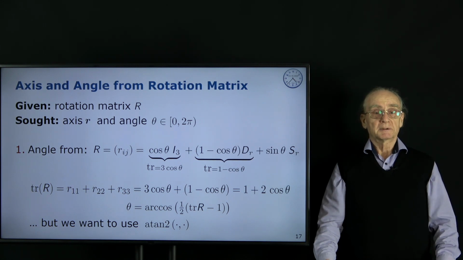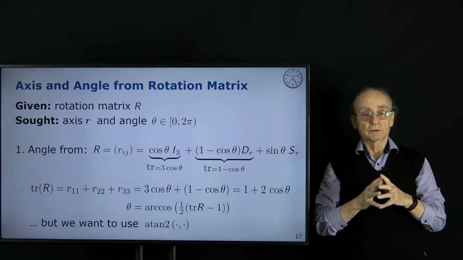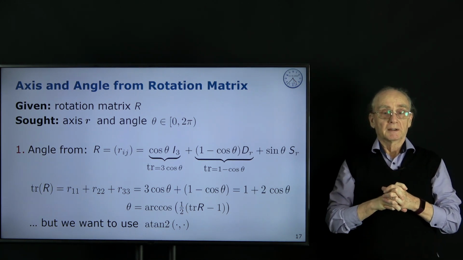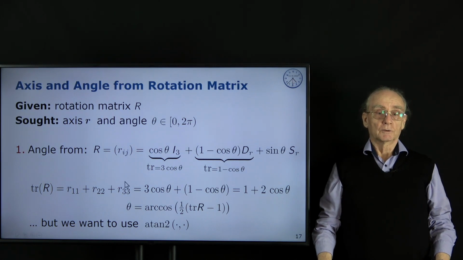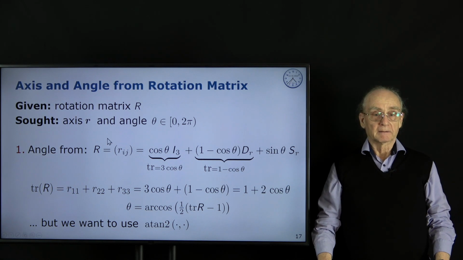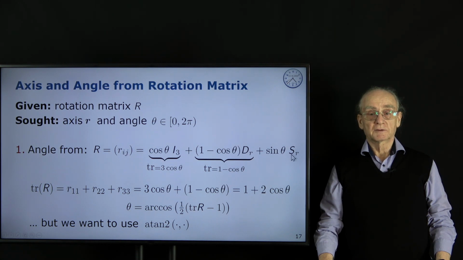Okay, next problem is we want to invert this. So let's assume we have a rotation matrix given and the axis and the angle are unknown. We want to derive the axis and the angle. Now let's start with the angle. So take the rotation matrix and write it down explicitly in this form. So we have the symmetric part here and the asymmetric part here.